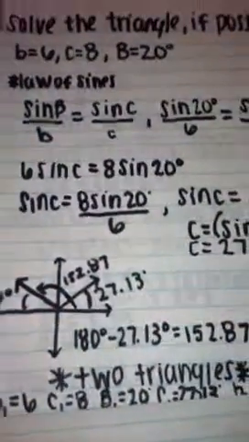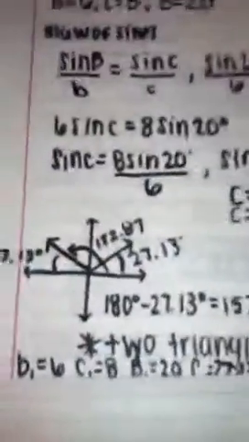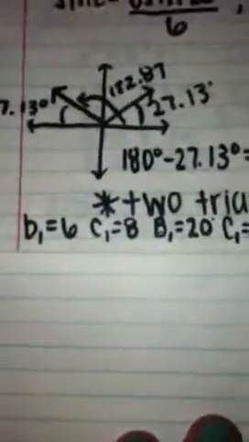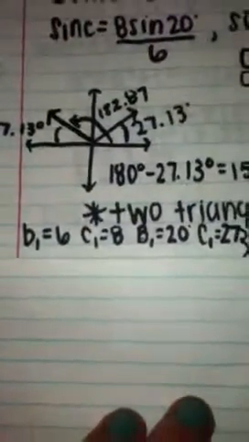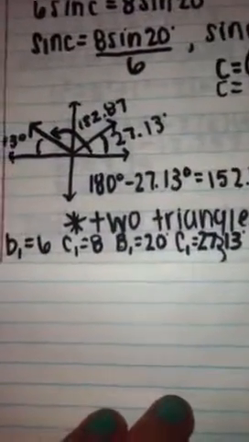So the other triangle that this equation has is 152.87, and we can double check that by doing 152.87 plus 20, and that is less than 180, so there's going to be two triangles. So the first triangle, b1 equals 6, c1 equals 8, angle B of the first one is 20, and angle C of the first one is 27.13.